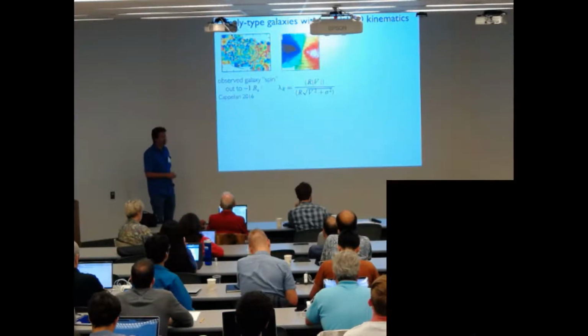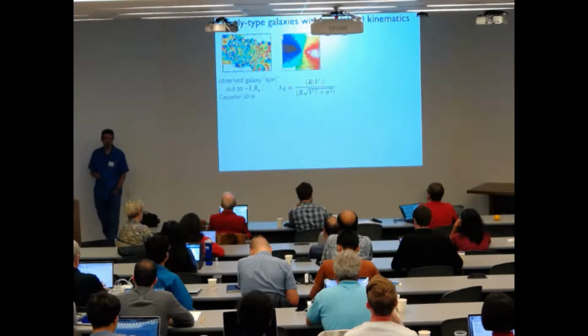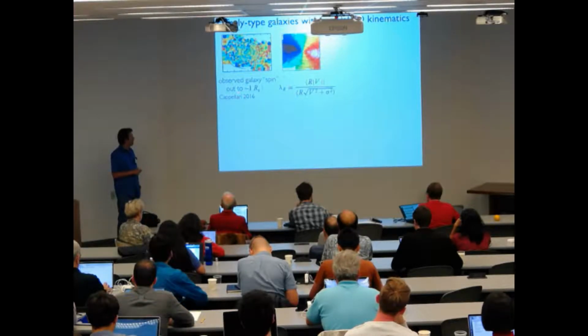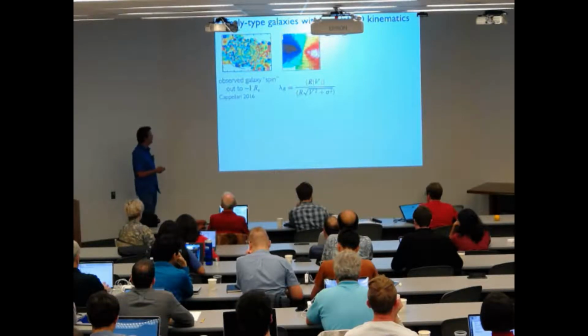I'm going to move on to kinematics, starting with this wonderful ATLAS 3D survey using the SAURON spectrograph. It sampled hundreds of galaxies in the nearby universe out to about 1 effective radius with 2D kinematics, and blazed the path for other surveys like MaNGA, SAMI, and CALIFA. So here are 2 examples.